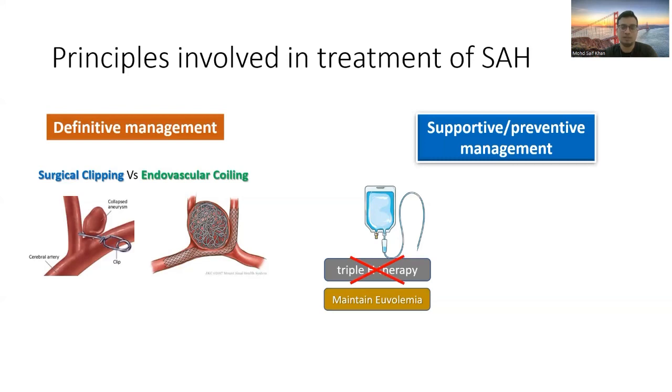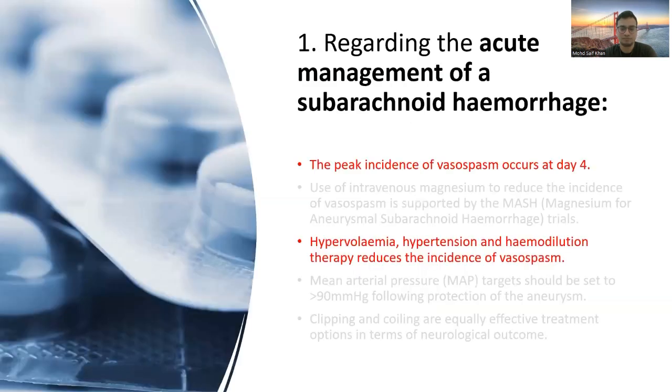It induces brain hypoxia. So stable euvolemia should be maintained with isotonic saline, and if the patient develops cerebral salt wasting, you have to give a large volume of fluid just to prevent dehydration, that you need to remember. So hypervolemia, hypertension, and hemodilution therapy does not reduce the incidence of vasospasm. That is now an old concept.